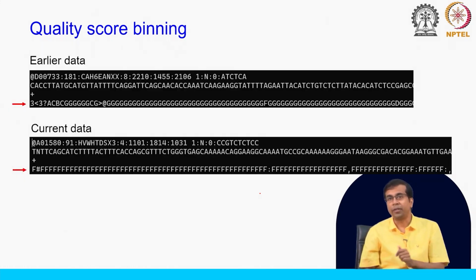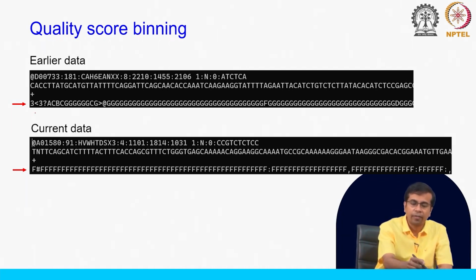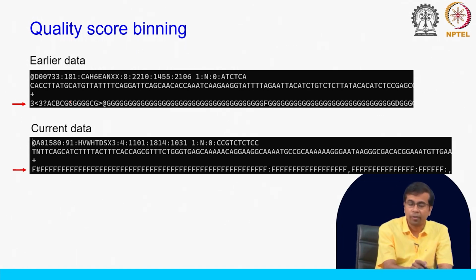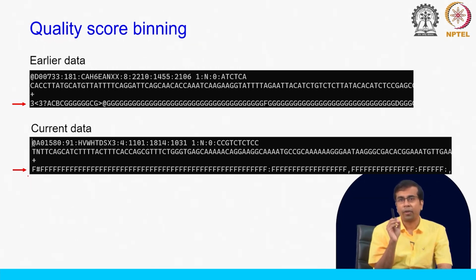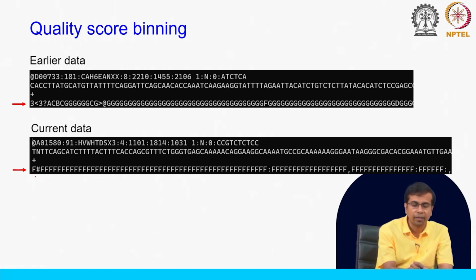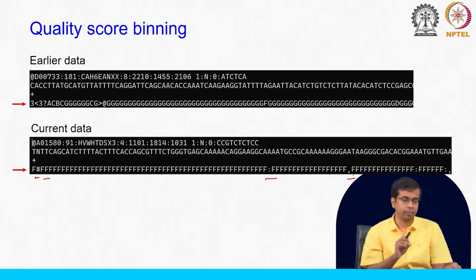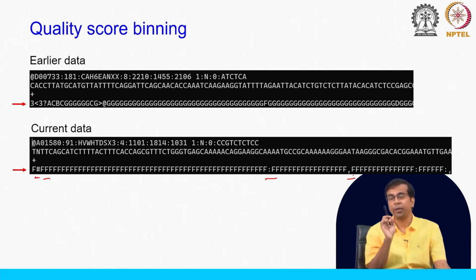Because of this quality score binning, in the earlier data you will see these kinds of symbols, question mark, A, C, B, C, etc., all sorts of letters. But in newer, current data, if you look at this quality score encoding, you will see only a limited number of letters, not all possible letters that are out there. For example, in here you see this hash, F, colon and comma. These 4 letters you see in this quality score because of the quality score binning. So, most of the bases will appear similar; when they fall in one range, they will be given the same value.